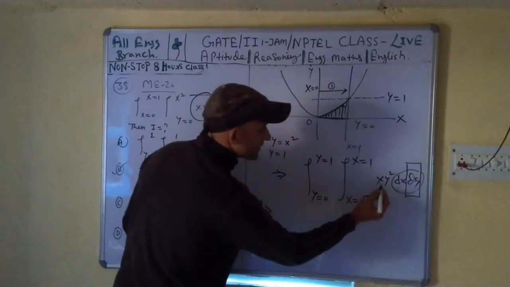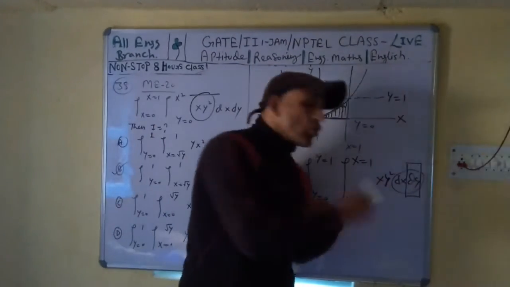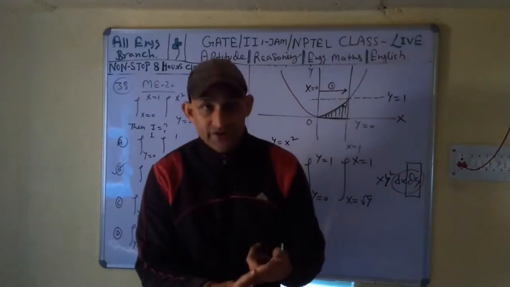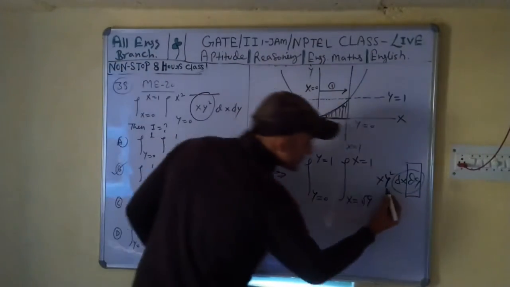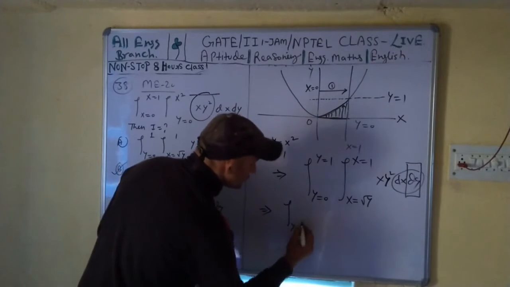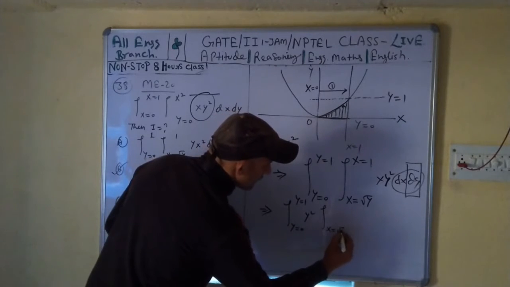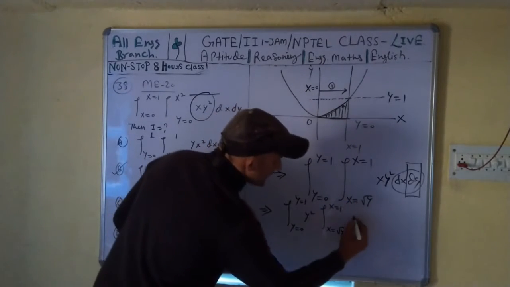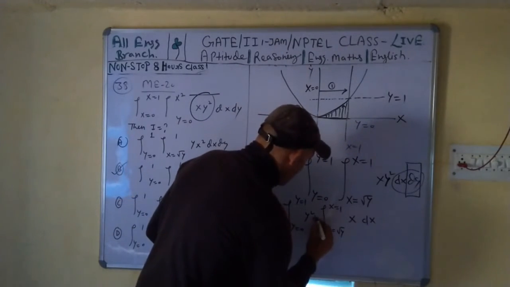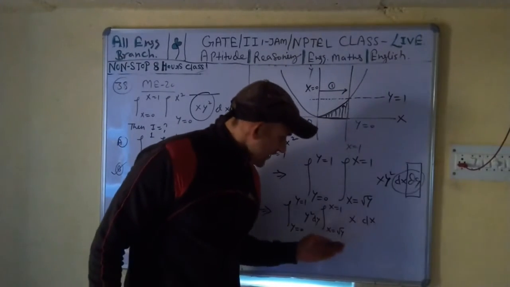Now integrate with respect to x. When you are integrating, if you put y in your pocket, then y will be treated as a constant. So in this condition it is constant, so it will come outside. Your integration, y is equal to 0 to y is equal to 1, y square, integration of x from x is equal to square root of y to x is equal to 1, and this is x, and your dx is here and dy is here. Very simple.